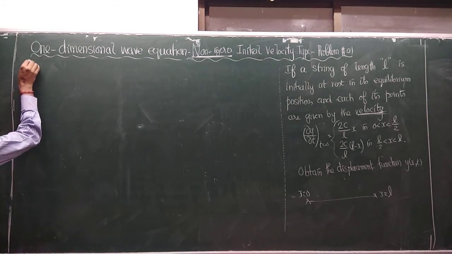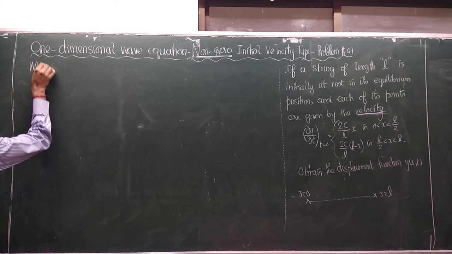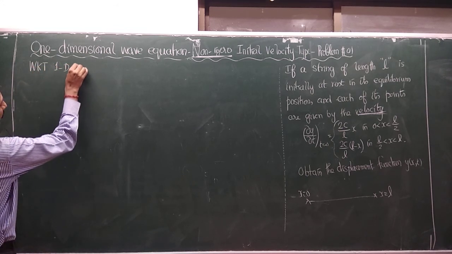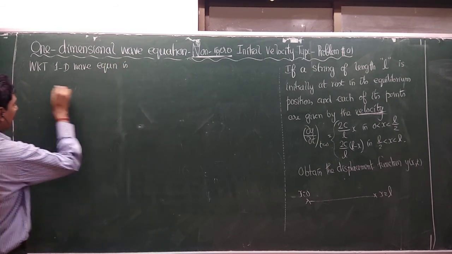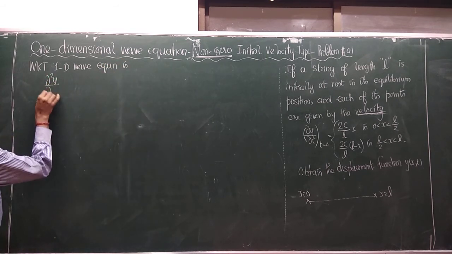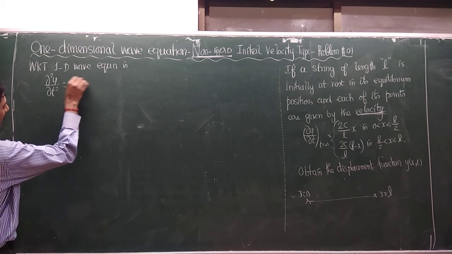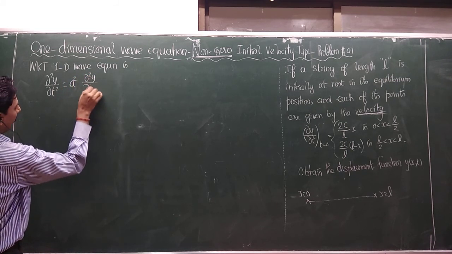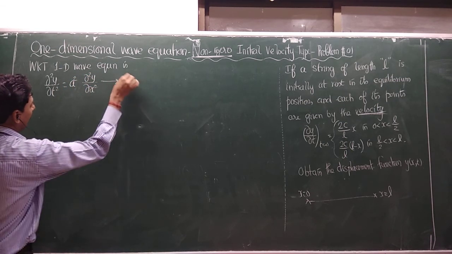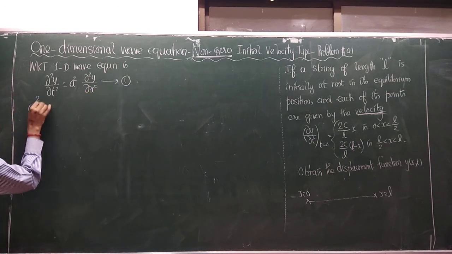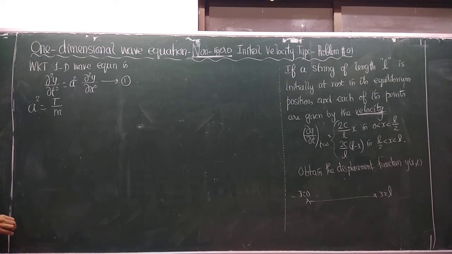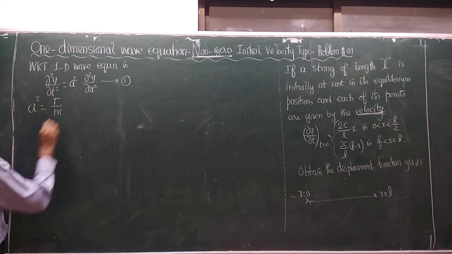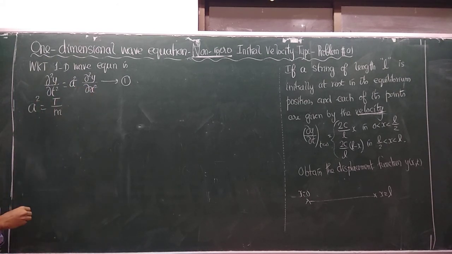As we know, the one-dimensional wave equation is ∂²y/∂t² = a² ∂²y/∂x². This is my equation number 1. As you already know, a² is the tension of the string divided by the mass of the string per unit length. When we solve this equation, we get the required displacement function y(x, t).